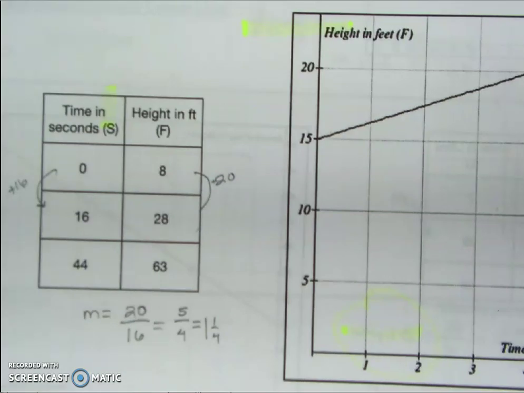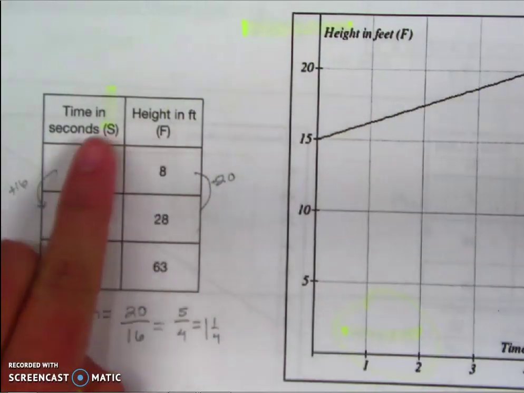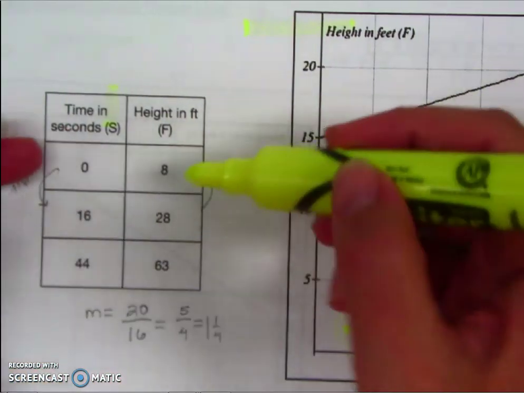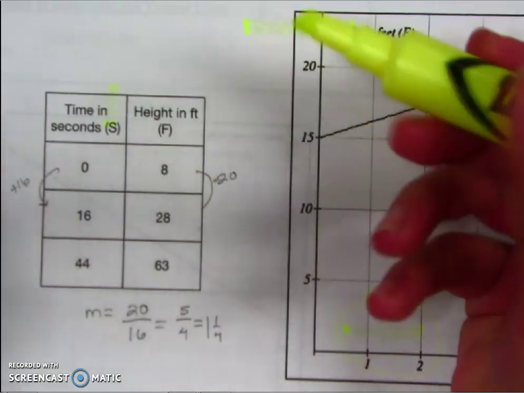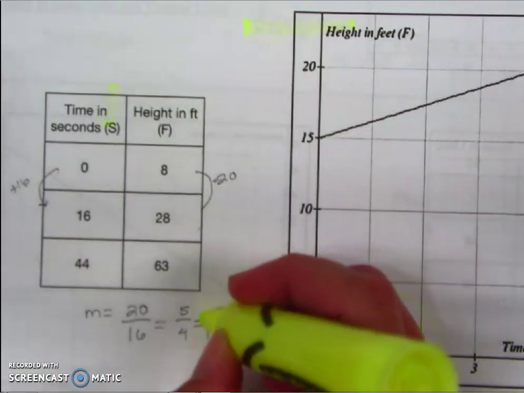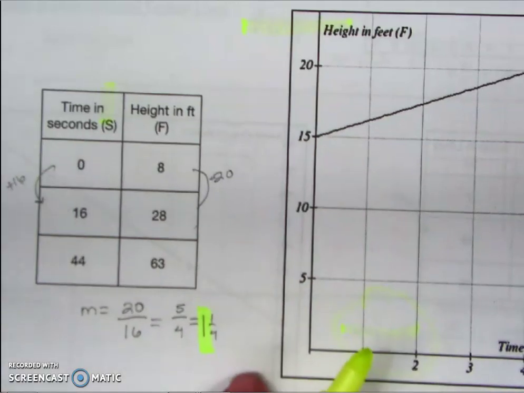All right, so this is changing. Let's see, it's height in feet and time in seconds. So whatever it is, it's gaining feet every second. And so this is going to be 1 1/4 foot every second. Whatever that is, it's changing fast.